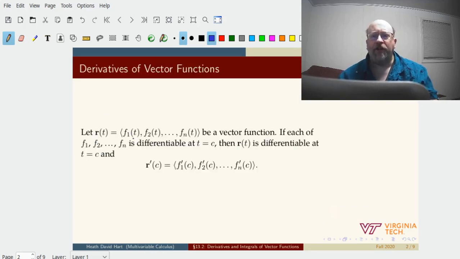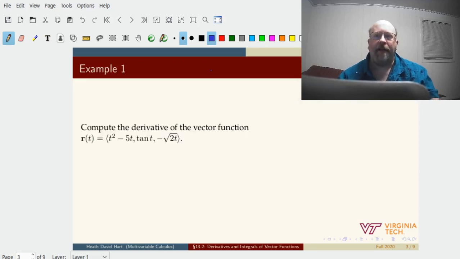Say we have a vector function that has an x-coordinate and a y-coordinate, and maybe many coordinates. We could have a vector with a lot of coordinates to it. If each of the individual coordinates is differentiable, then the entire function is differentiable, and the derivative of the vector function is just the derivatives of each of the individual functions. This is exactly what you would expect to happen. And so there are no surprises here. So let's try an example.